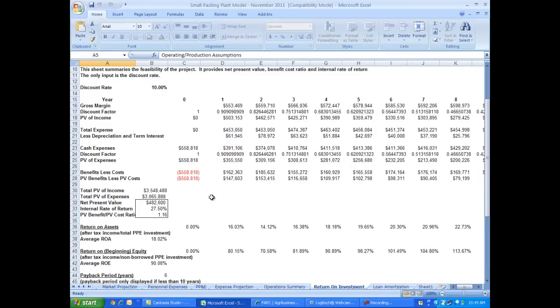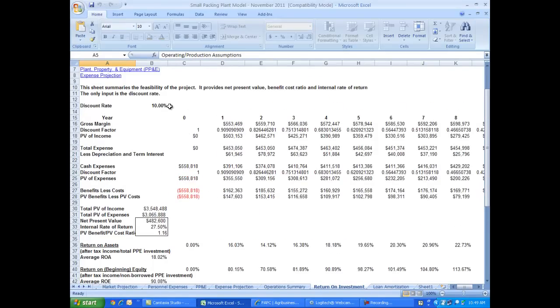The return on investment sheet is where we make use of the discount rate for the net present value calculation that we entered back in the operating production assumptions. We use that to estimate our net present value, to determine if this is a better investment than some other guaranteed investment that would have paid us a 10% return on our money over the 10 years where we're operating this business. In this case, for our basic example, that net present value is a positive dollar number, which means the return is greater than 10%. And in fact, our internal rate of return is 27.5%.